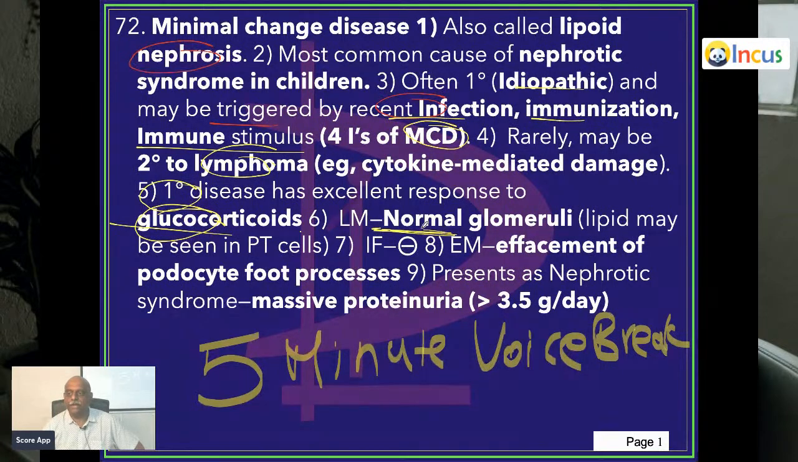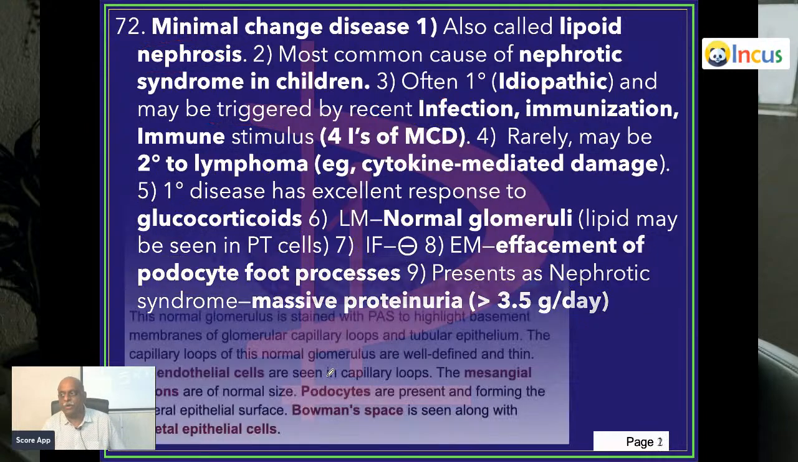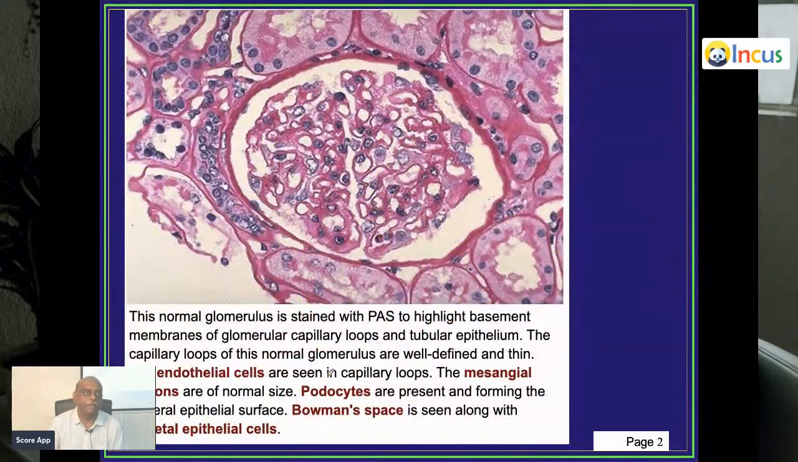On light microscopy, nothing is seen. Everything looks like normal glomeruli. Of course, sometimes you may see lipid in the proximal tubular cells, because nephrotic syndrome leads to proteinuria, lipiduria also. Immunofluorescence is negative. No deposits, no granular, no lumpy-bumpy, no subendothelial, no subepithelial, nothing. And on electron microscopy the only abnormality seen is the effacement of the foot processes of the podocyte. Typically, they present with massive proteinuria, more than 3.5 grams per day is what you need to remember.